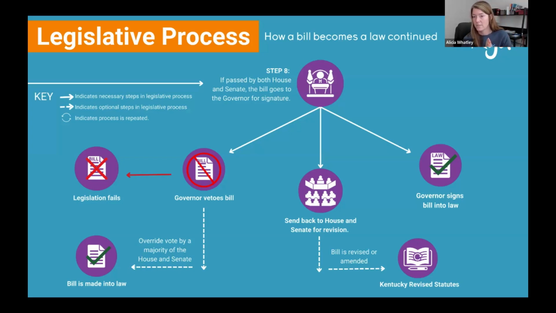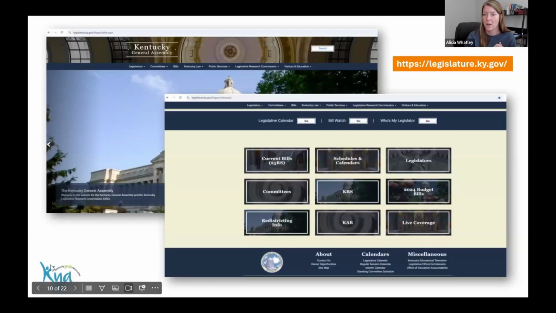And so obviously if it passes, whether by a veto override or by the governor signing it into law, it will become Kentucky Revised Statute or KRS, and we'll receive a number to actually be in law in Kentucky. I think that's it on that overview.